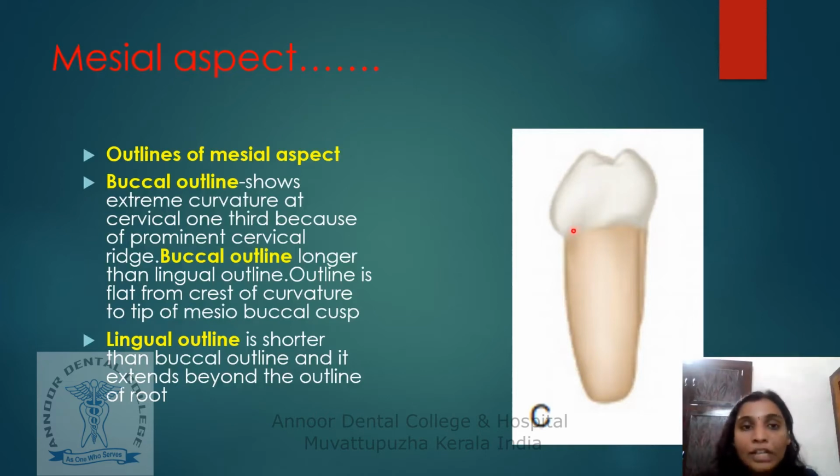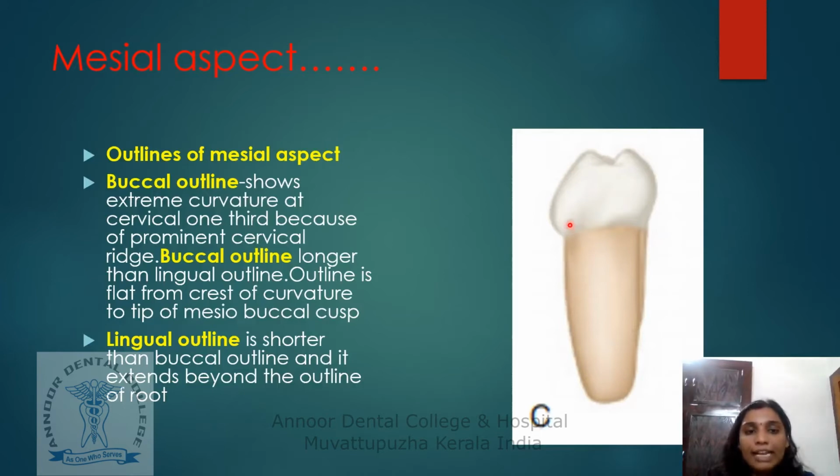Moving on to the outlines of the mesial aspect, this is the buccal outline and this is the lingual outline. The buccal outline shows extreme curvature at the cervical third because of the prominent cervical ridge. The buccal outline is longer than the lingual outline.